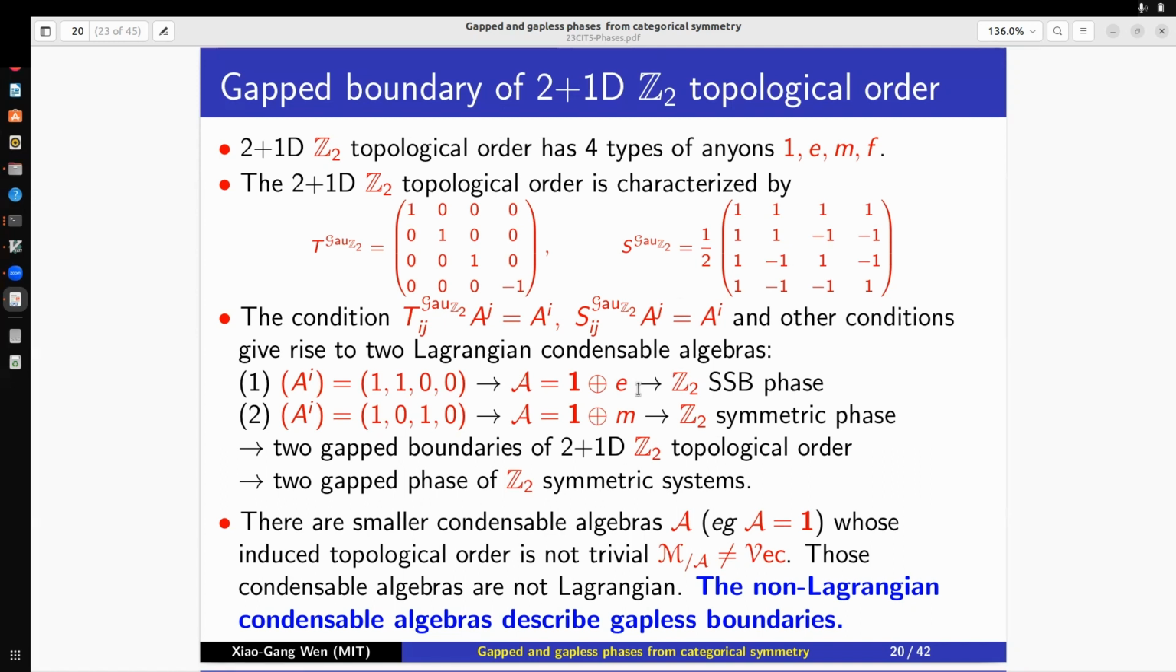together. When they do condense in the bulk phase, and if this condensed algebra is maximal, we can have all the anions with trivial mutual statistics with the bosons condense together. They will destroy the topological order completely. This maximal condensed algebra is called the Lagrangian condensed algebra. If you condense this maximal set, we destroy the topological order completely. Then we get the boundary between the trivial topological order and my original topological order, which corresponds to a gapped boundary. So this is one way to understand condensation and the gapped boundary.